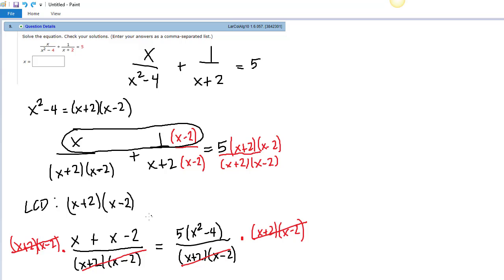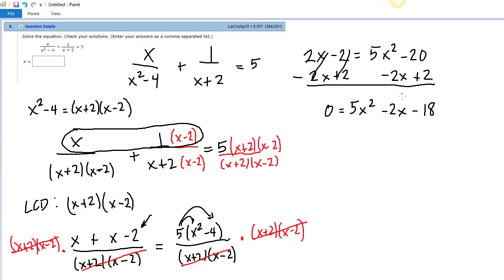Alright, so down here on the left hand side of our equals, we have x plus x minus 2, or we can write 2x minus 2, and on the right hand side we have 5x squared minus 20. I went ahead and took that 5 times the x squared minus 4. And so now this is looking like a quadratic, so let's get everything on one side and 0 on the other. Okay, so you see once I combined, I have 5x squared minus the 2x here, and then negative 20 plus 2, I combine to get negative 18. Okay, so this quadratic does not actually factor, so we're going to have to use the quadratic formula.